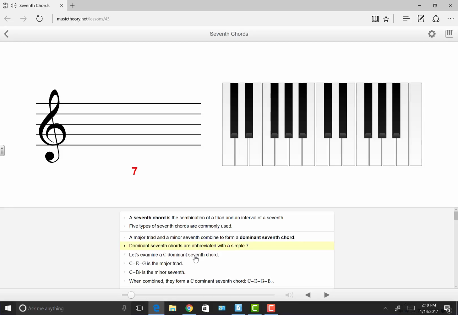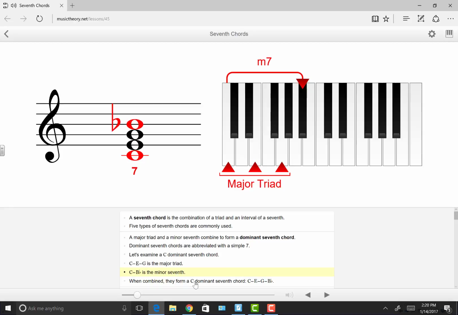So now let's examine a C dominant seventh chord. So we have a major triad, C, E, G. And then we have from C, the root, up to B flat, that is our minor seventh. So C, E, G is the major triad. C to B flat is the minor seventh. When combined, they form the C dominant seventh chord, spelled out C, E, G, B flat. Here's what it sounds like.